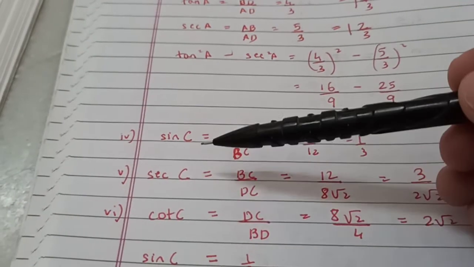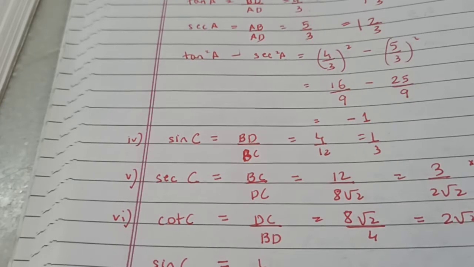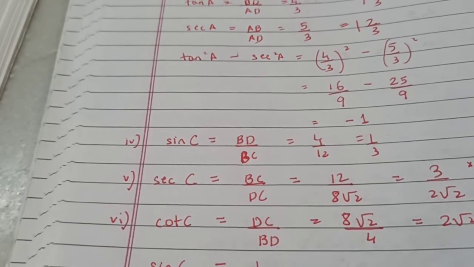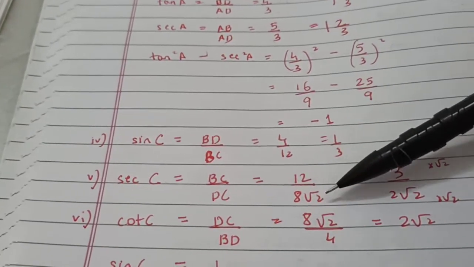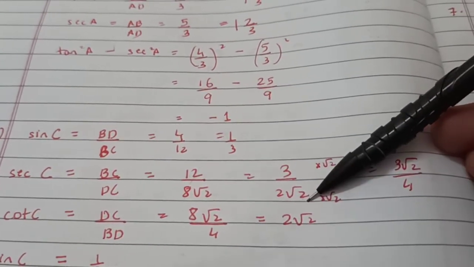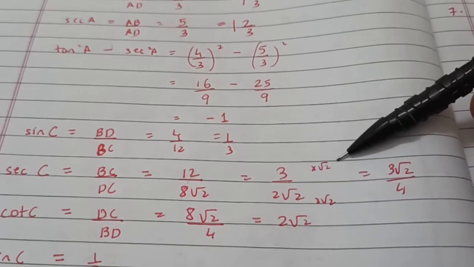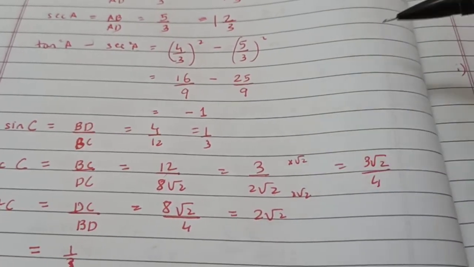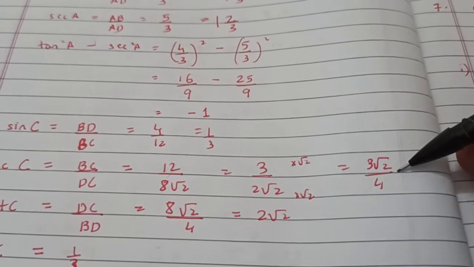Sec C is the reciprocal of cos. That's hypotenuse upon adjacent, H upon A. That is BC upon DC, that is 12 upon 8 root 2, cut, we get 3 upon 2 root 2, but we can't have denominator with a surd or root sign, so we'll have to rationalize the denominator by multiplying with root 2, that becomes 2 into 2, 4, and this becomes 3 root 2 upon 4. That's the final answer.